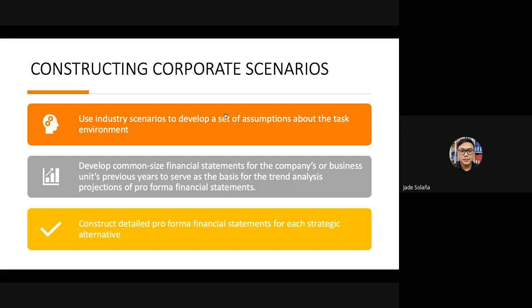Number two, develop common-sized financial statements for the companies or business units' previous years to serve as the basis for the trend analysis projections or pro forma financial statements. Okay. Number three, construct detailed pro forma financial statements for your strategic alternative. So you can list the actual figures from the year's financial statements.